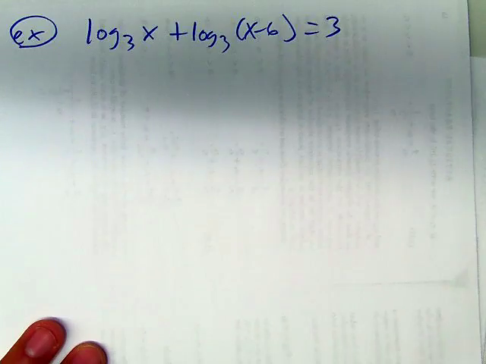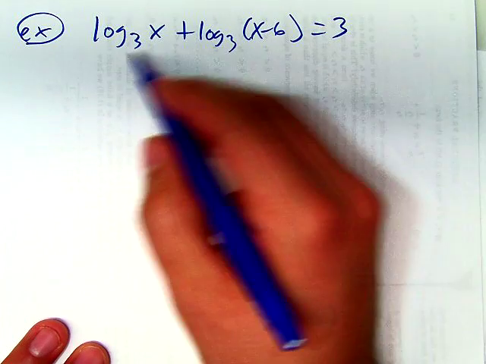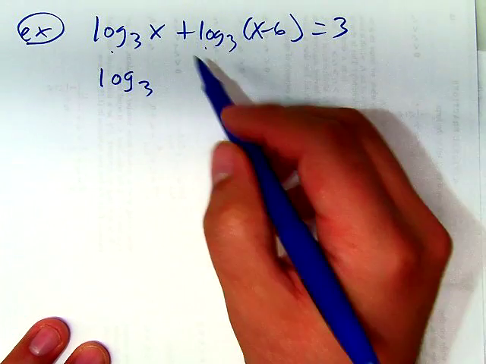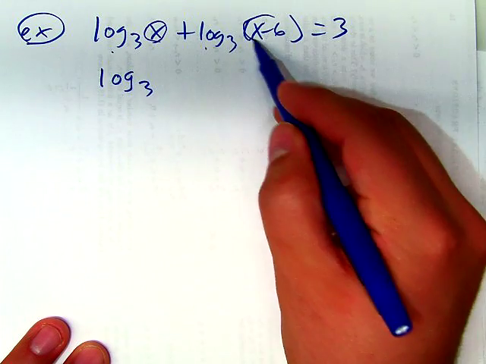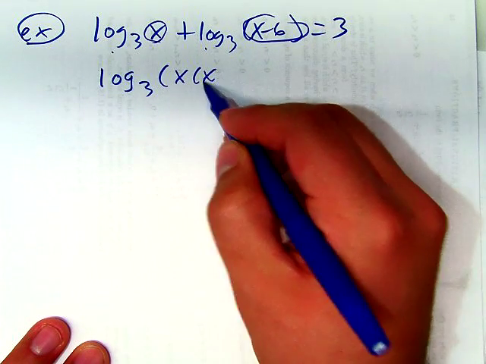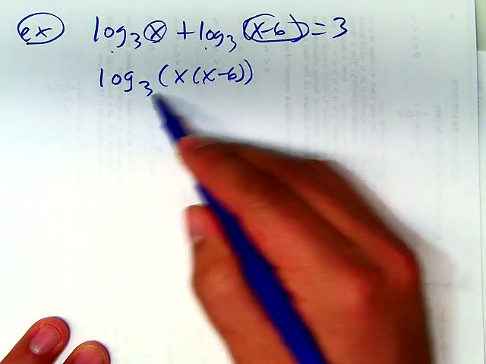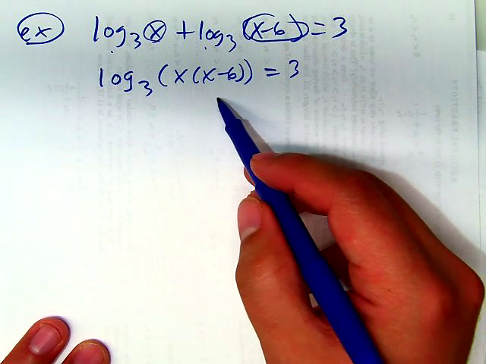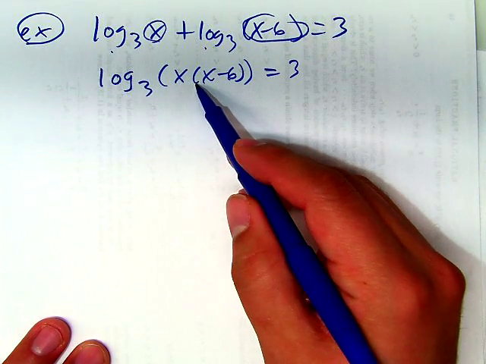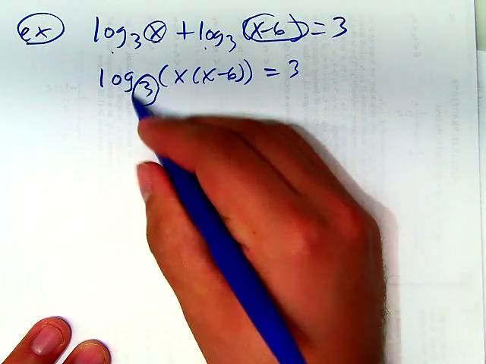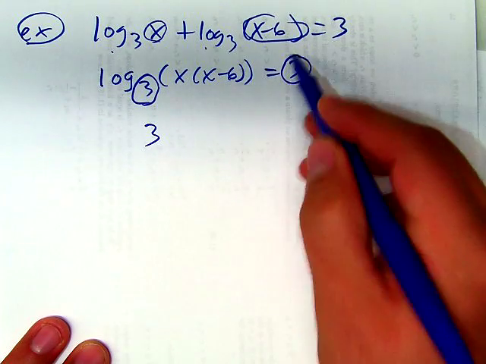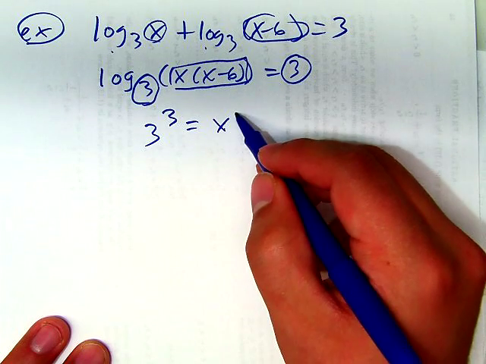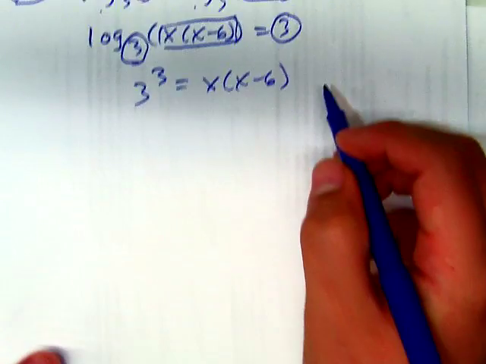So if you remember your properties from earlier, you can rewrite the left-hand side as 1 log. We're going to condense. When we're adding, you're just going to take the arguments and multiply them. So this becomes log base 3 of x times x minus 6 equals 3. Now is a good time to switch because there's not really anything else we can do to get x alone. So the base is 3. The exponent is also 3. And that's going to equal the argument, which is x times x minus 6. And now we solve this equation.